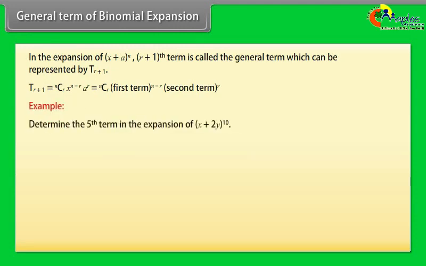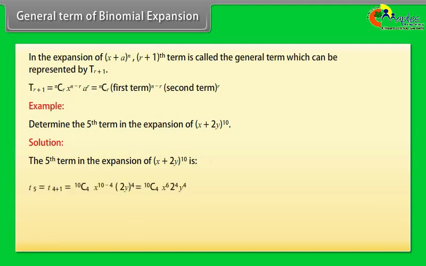Example: determine the 5th term in the expansion of (x + 2y) raised to power 10. Solution: the 5th term in the expansion of (x + 2y) raised to power 10 is given below. It is 3360 into x raised to power 6 into y raised to power 4.